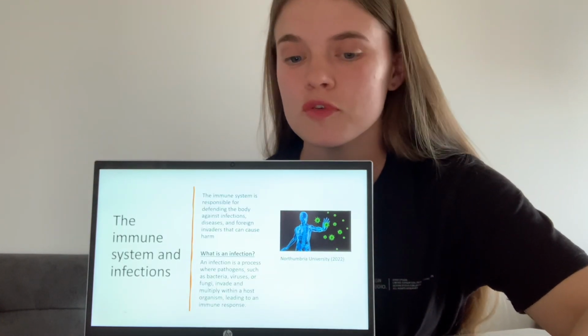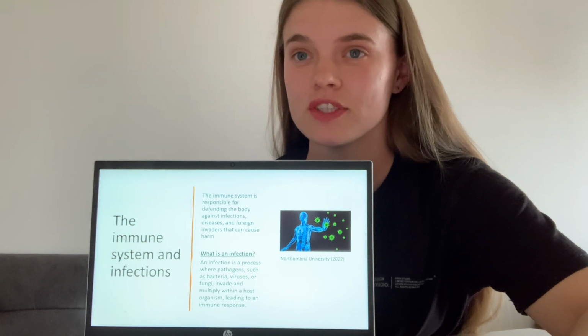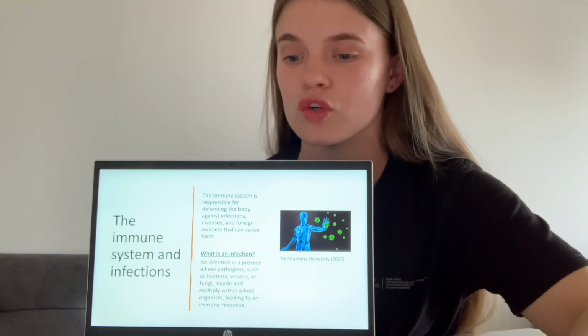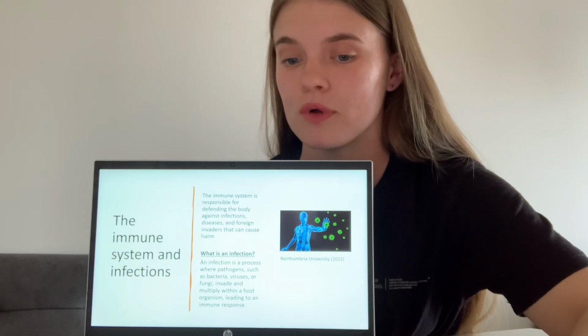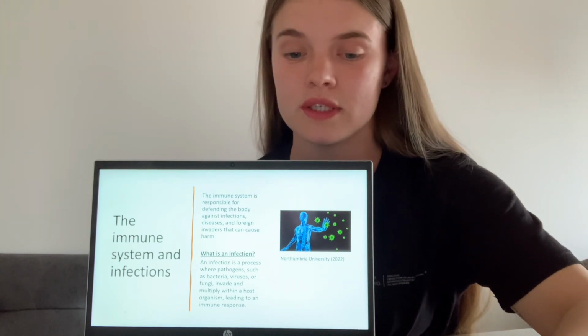The immune system is responsible for defending the body against infections, diseases, and foreign invaders that can cause harm. It is a complex network of cells, tissues, organs, and molecules that work together to protect the body.